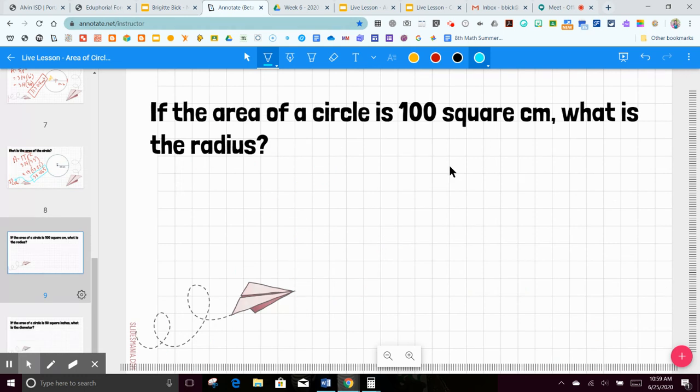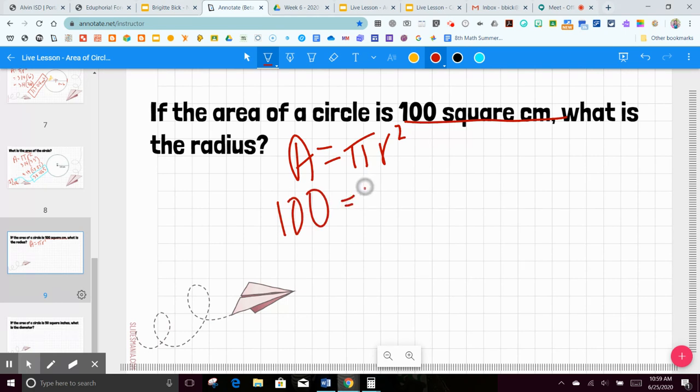If the area of a circle is 100 square centimeters, what is the radius? So we know our formula, and I write it on every slide, which you should too. Plug in what you know. If area is 100 square centimeters, and we know pi is 3.14, what did they not give us? The radius. Can I square the radius if I don't have it? No, so I'm going to leave it alone.